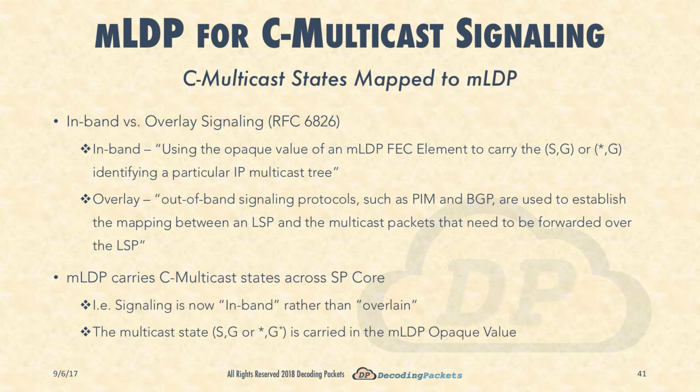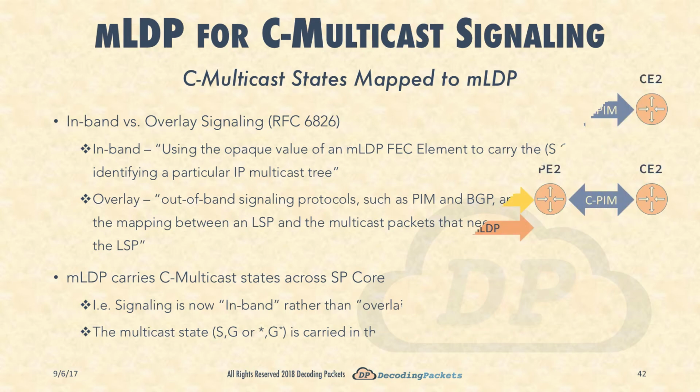Let's summarize this really quickly. So MLDP now in in-band signaling carries the C multicast states, and it carries them across the SP core. So the signaling really is in-band rather than overlain on top of the MLDP, so on top of that emulated LAN. The multicast state, the S, G or the star, G, is carried in the MLDP opaque value. And that is basically the gist of it.